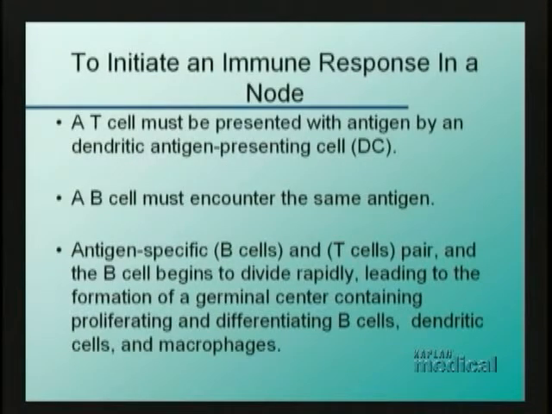Finally, in order to initiate an immune response, obviously there has to be an interaction between a B cell and a T cell and a corresponding antigen-presenting cell or a dendritic cell. And once the antigen-specific B and T cells pair, the B cells begin to divide rapidly, leading to the formation of the germinal center in the outer cortex and the subsequent proliferation and differentiation of subsequent B cells. And obviously dendritic cells and macrophages would be present in this area as well.